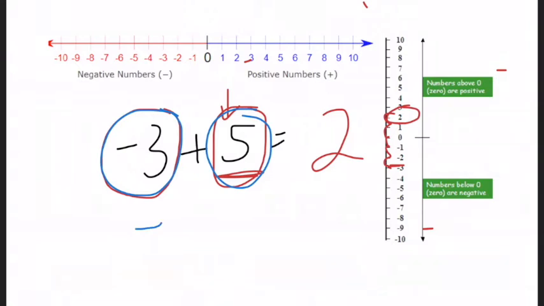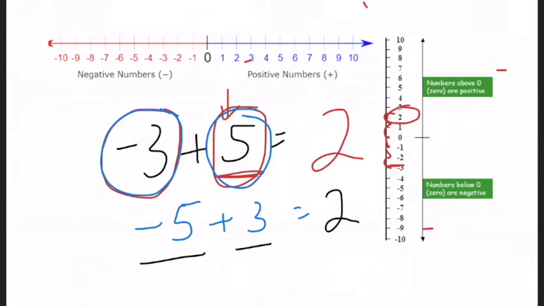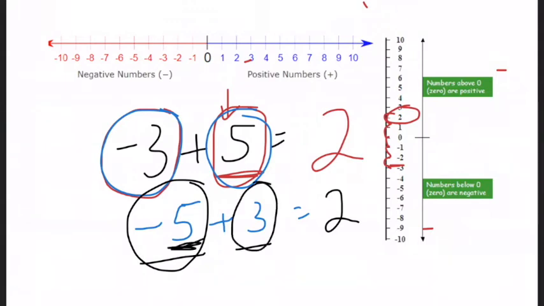But if I had, let's say, negative 5 plus 3, again I look at this and I see that one's negative, one's positive, so that means I have to subtract, so I get 2. 5 minus 3 is 2. But what sign do I take? I look at both numbers and I look at the absolute value. So I look at 5 and 3. Which one's bigger? 5 is. So I take that sign and it's negative, so it's negative 2.